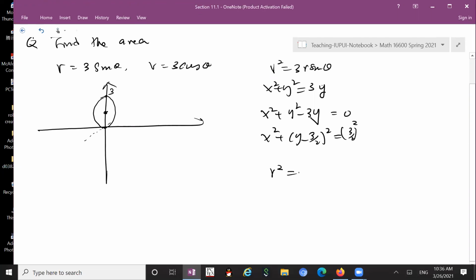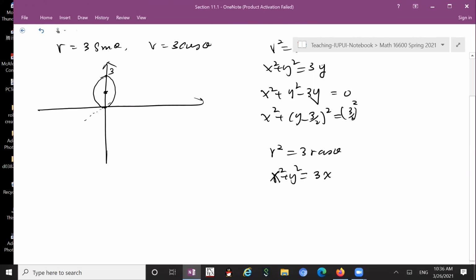So if we got this idea, then how about r equals 3 cosine theta? That would be r squared equals 3r cosine theta, so x squared plus y squared equals 3x. And similarly, you will get (x minus 3 over 2) squared plus y squared equals (3 over 2) squared. So this is the circle around here. So we are talking about the area of that region.